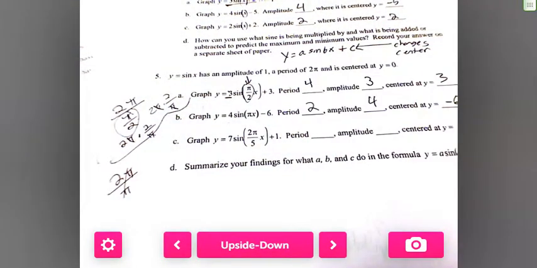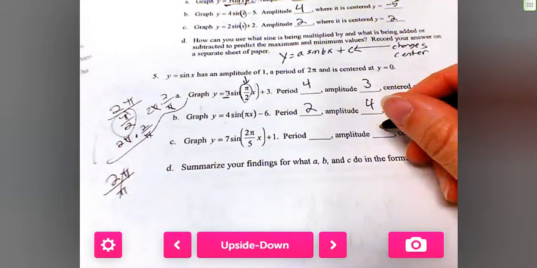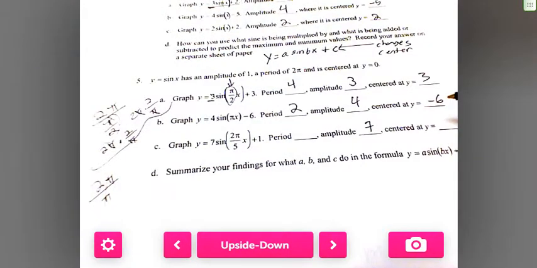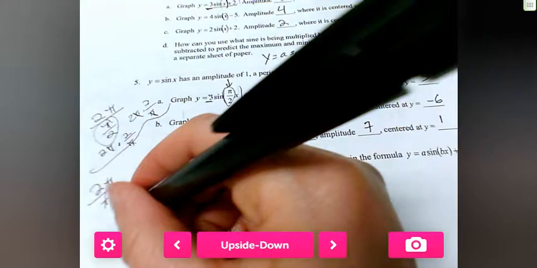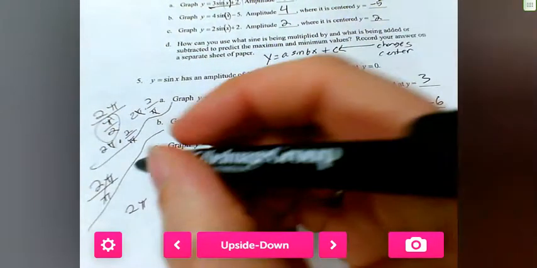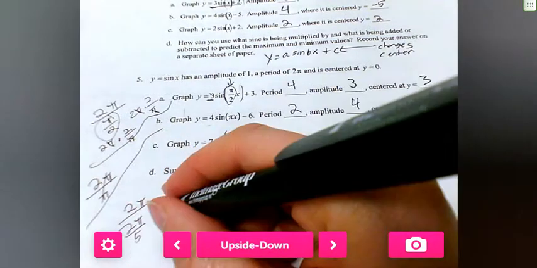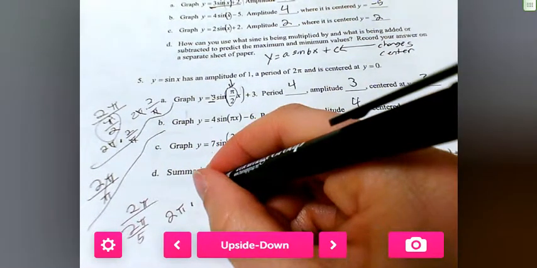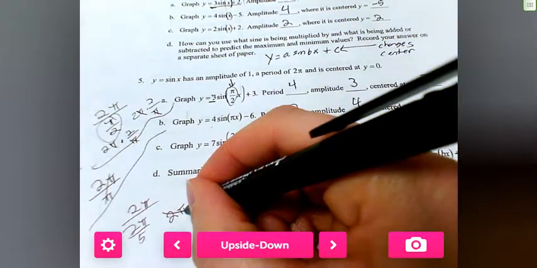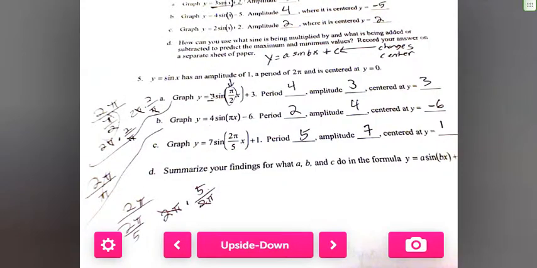Okay. All right, let's try C. I like to do the easiest parts first. What's the amplitude? 7. What is it centered at? Y equals 1. Okay, and then we've got to go 2 pi, that's for B, divided by 2 pi over 5. Remember when you have a fraction divided by a fraction, you go 2 pi, you flip it, times 5 over 2 pi. So the 2 pi's cancel, and I'm left with 5. And you can put that in your calculator and it'll do it for you.